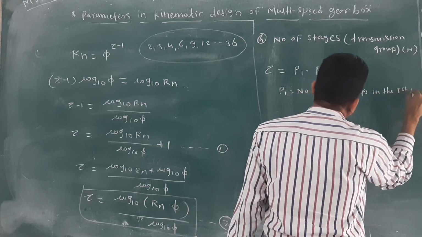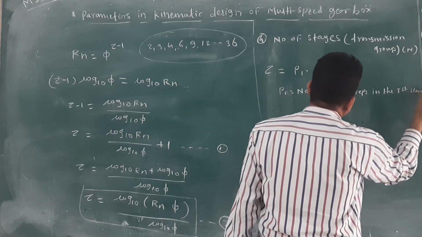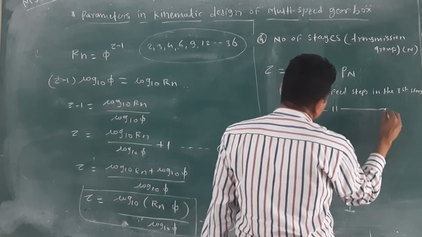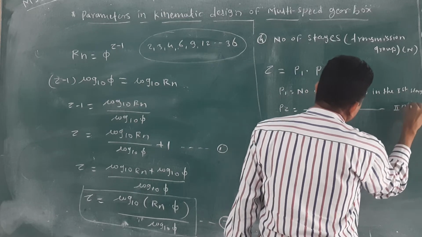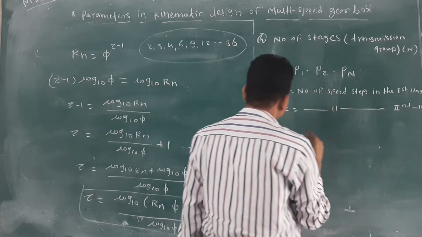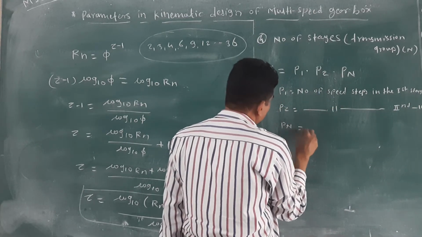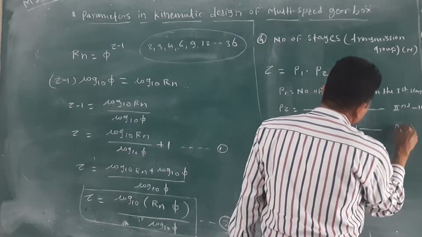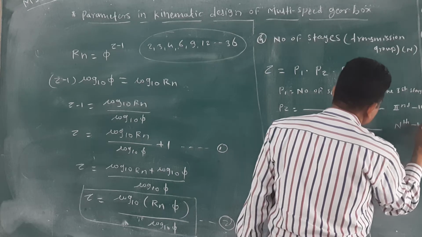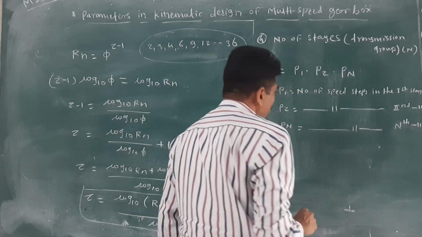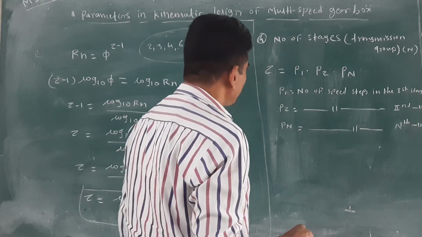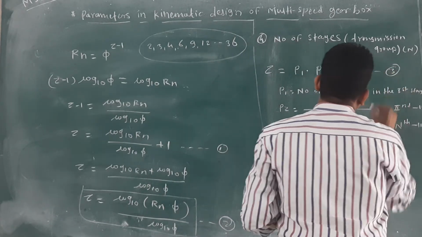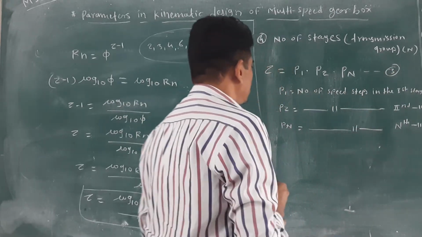First stage. Okay, in a similar way, P2 is the number of speed steps in the second stage. And what is PN? PN is the number of speed steps in the nth stage. Okay, this is the meaning. Then we will give this equation as equation number 3.